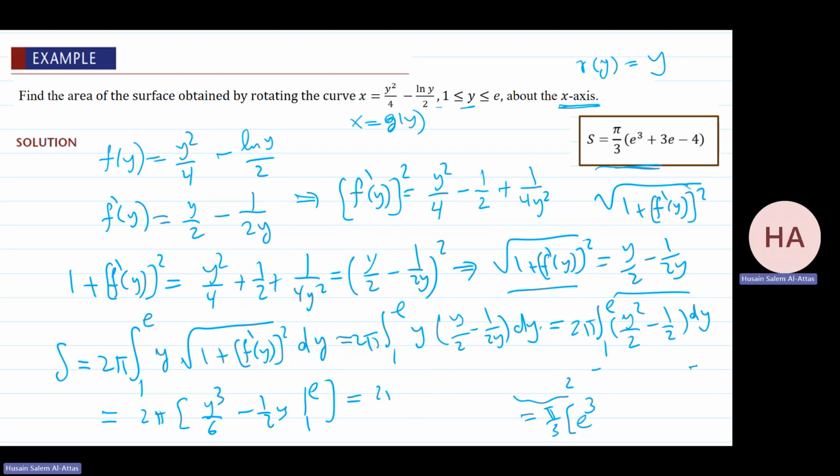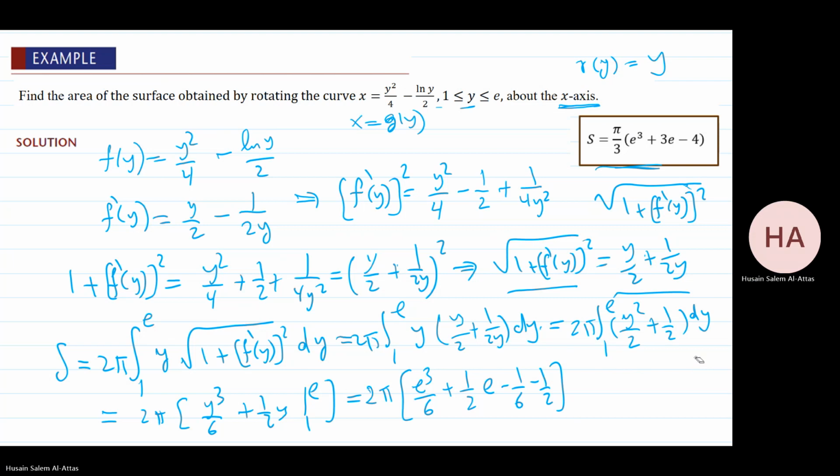Sorry. This is minus, this is plus, this is plus, this is plus. Here's the method of calculation. That will be 2π of what? E cubed over 6 plus half E minus 1 over 6 minus half. Okay. That gives me what?